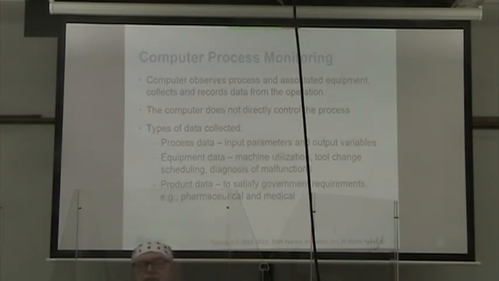All right, so what happens when we have computer process monitoring? The computer observes the process and the associated equipment, and it's collecting and recording data from the operation. In that case, the computer is not directly controlling the process. So it's collecting data: the process data, the input parameters and output variables, equipment data, the machine utilization, tool change scheduling, diagnosis of malfunctions, product data.